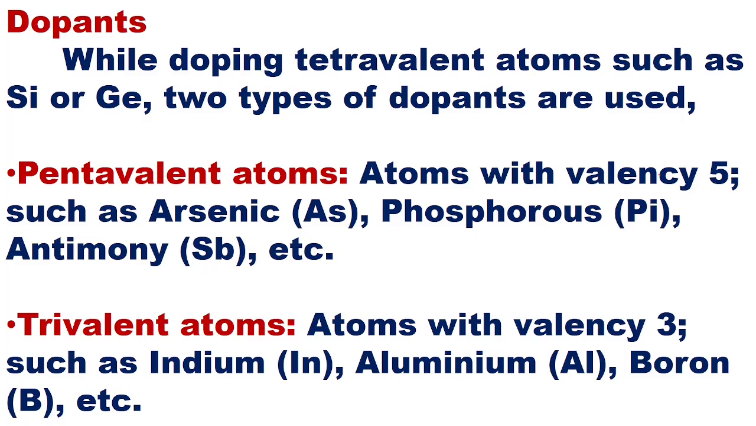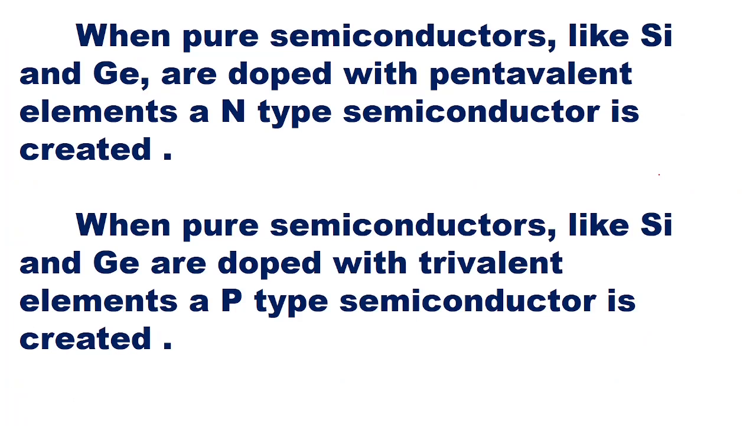We also have one more dopant called trivalent atoms. These are atoms with 3 valence electrons, and examples are indium, aluminium, boron, etc. Now, when a pure semiconductor like silicon or germanium is doped with pentavalent elements, an n-type semiconductor is created. And when it is doped with trivalent elements, a p-type semiconductor is created. Now with this concept, we will enter the logic of this question.